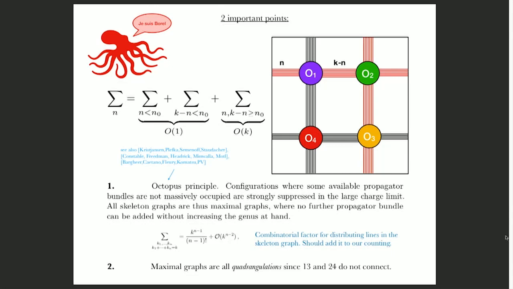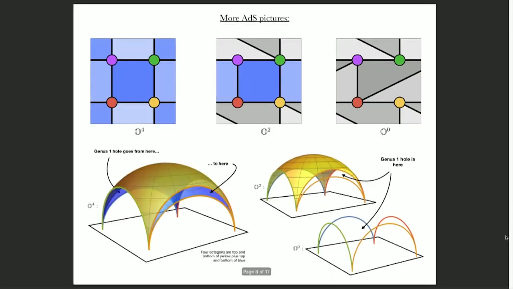Well, but then we are led to a perfect problem for the technology of matrix models, where we want to count quadrangulations. But before that, let me just mention something. We had these 4 possibilities, octagon to the 4, octagon squared, and octagon to the 0, right? What is their AdS picture? So here are some pictures for what this corresponds to.